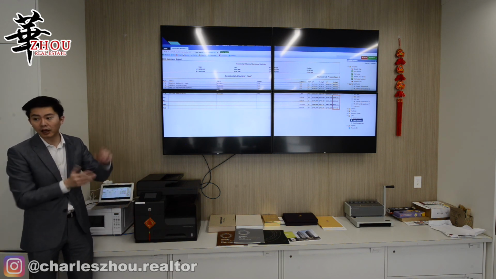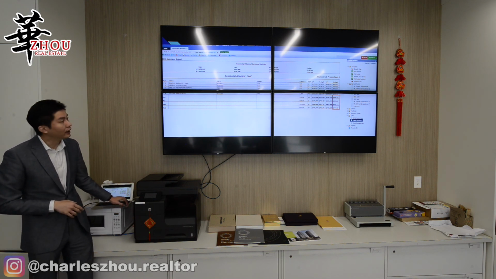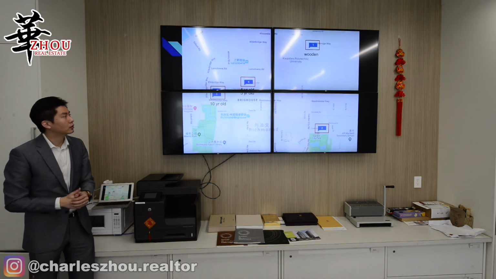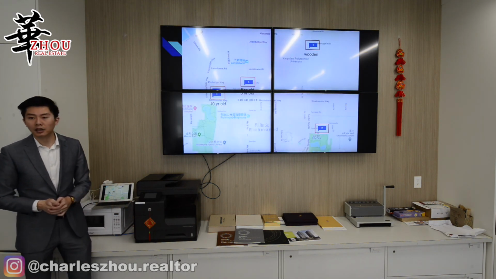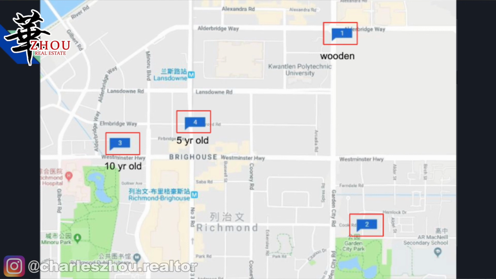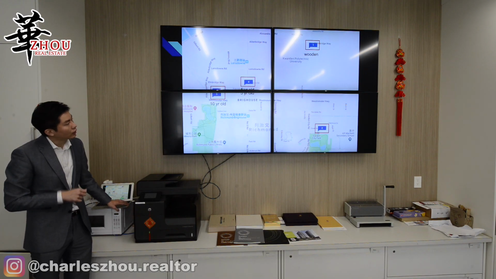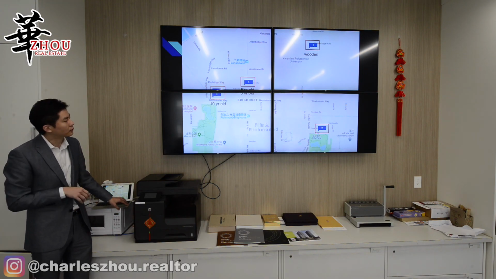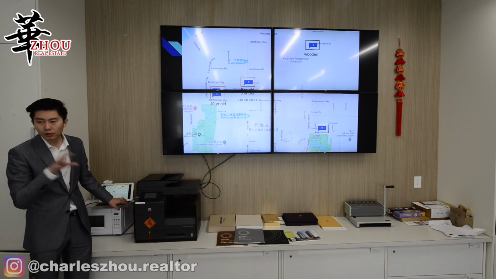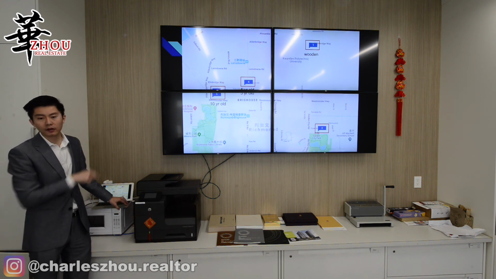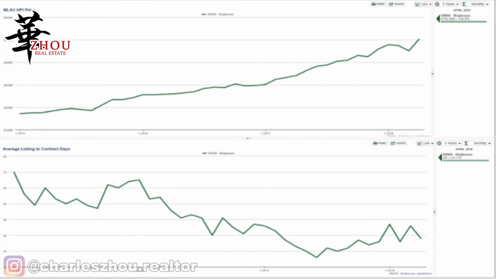Here's the range, how much it sold for. And then based on that, you can estimate your price and locations. Over there is a 10-year-old, 5-year-old, and over there is a wooden structure. Over there is an older, about 10, 15 years old concrete. So you have to show them the locations as well. Is your location better or worse than those locations? And then show him this.